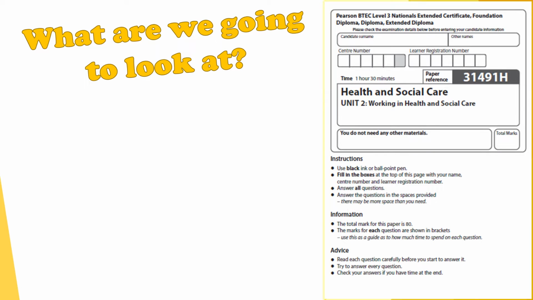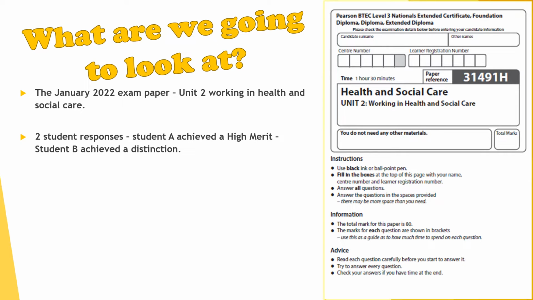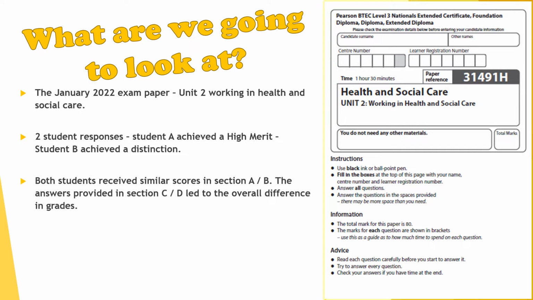So what we're going to look at on this topic is January's 2022 exam paper. We're going to take two student responses, student A and B. Student A achieved a high merit, student B achieved a distinction. Both students were very, very similar in their grade. In sections A and B of the paper, both students were getting pretty much the same scores per answer, so there wasn't really much of a difference. It was C and D which led to that overall difference between merit and distinction.